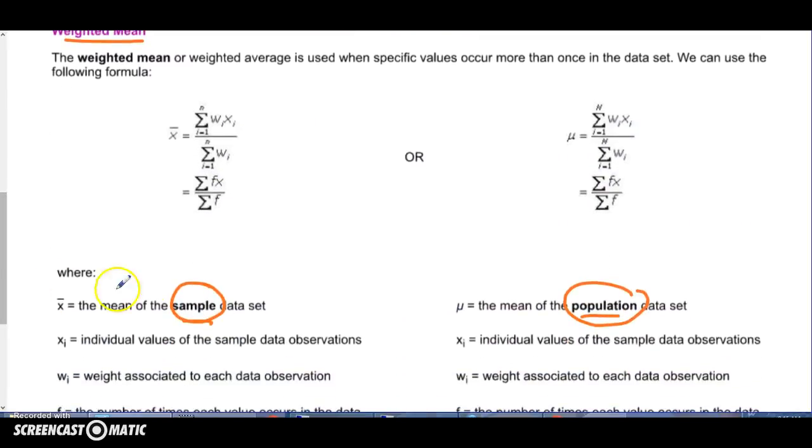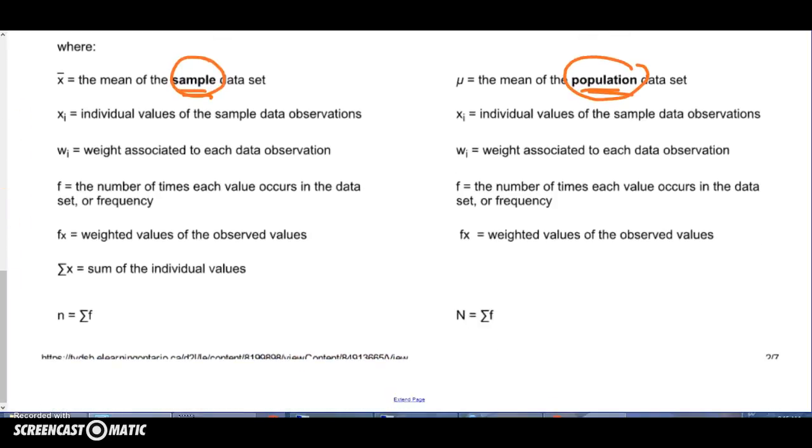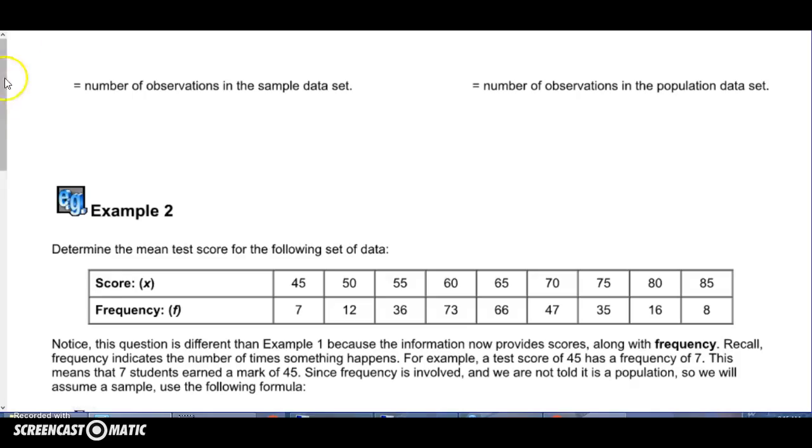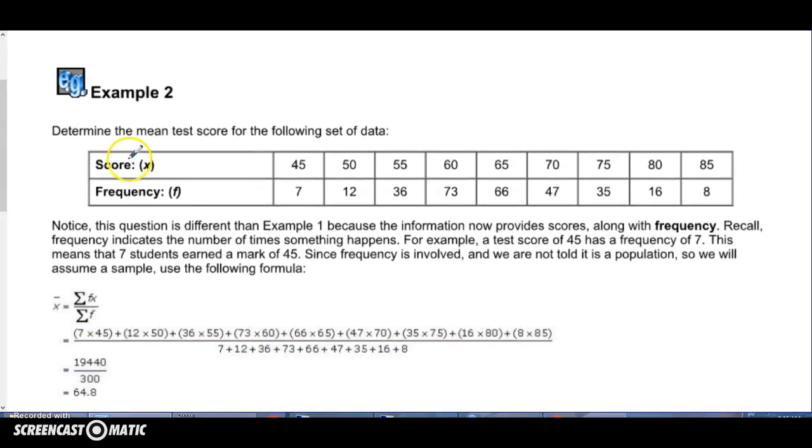same sort of thing here. You could have a sample weighted mean or a population weighted mean. Again, no real difference, except that you have a mu here and an X with a line over it here. So the way it works is this: with a weighted mean, you've probably done this in the past also. The difference between your regular mean and your weighted mean is that when you look at the data that you have, you don't have the individual pieces of data.